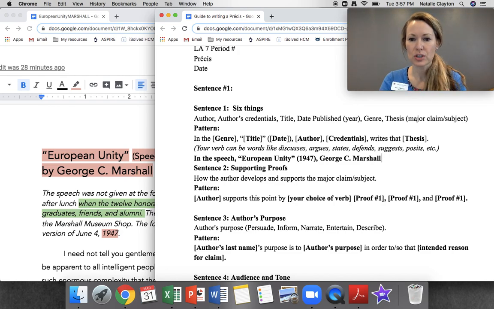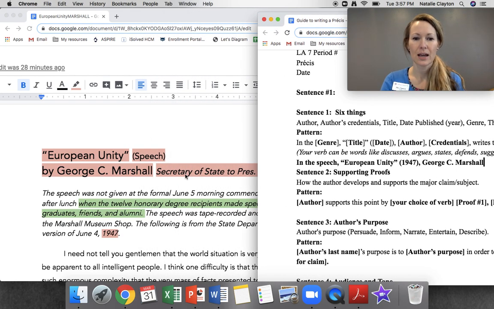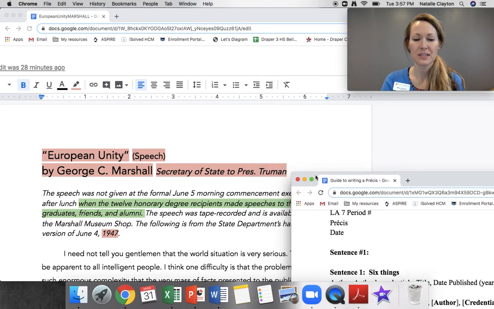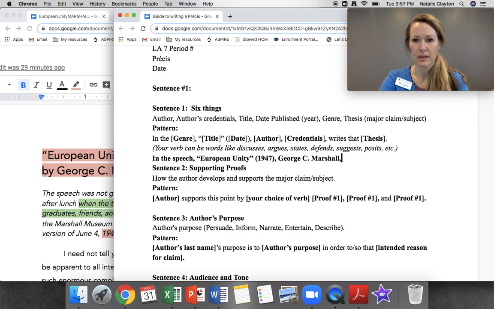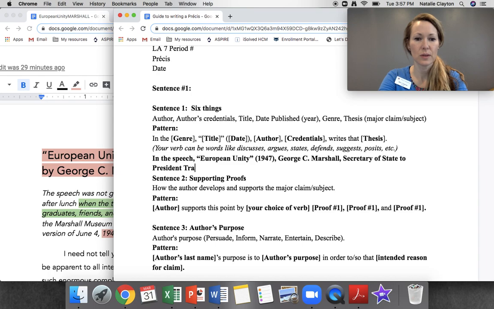So George C. Marshall, and then what do we say? We have the author, and then what are his credentials? Take a look. Secretary of State to President Truman. So let's fill that in. Secretary of State to President Truman, comma, and then all we have to do is fill in the rest.